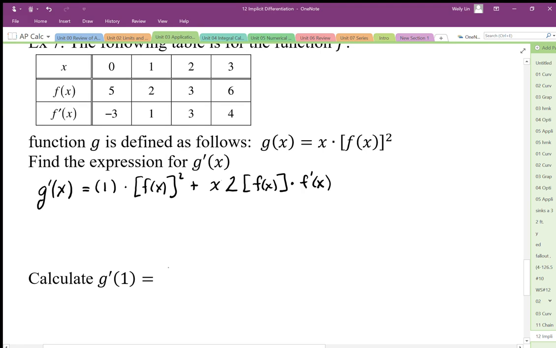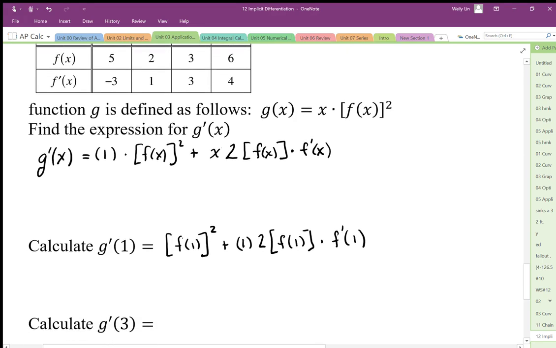So we're going to end up with f of 1 squared plus 1 times 2 times f of 1 times f prime at 1. Okay, so there it is. So I'm going to calculate this out.